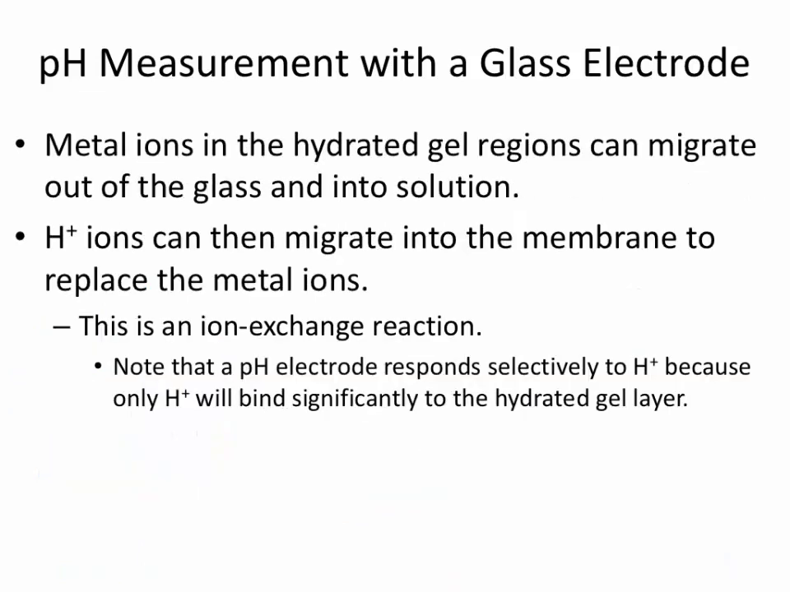Now the metal ions in that hydrated gel region can migrate out of the glass and into the solution, and then the hydrogen ions can then migrate into the membrane to replace those metal ions. And this is then an ion exchange reaction. And note that a pH electrode responds selectively to hydrogen ions because only the hydrogen ion will bind significantly to our hydrated gel layer. That is, other ions don't bind significantly to our hydrated gel layer.